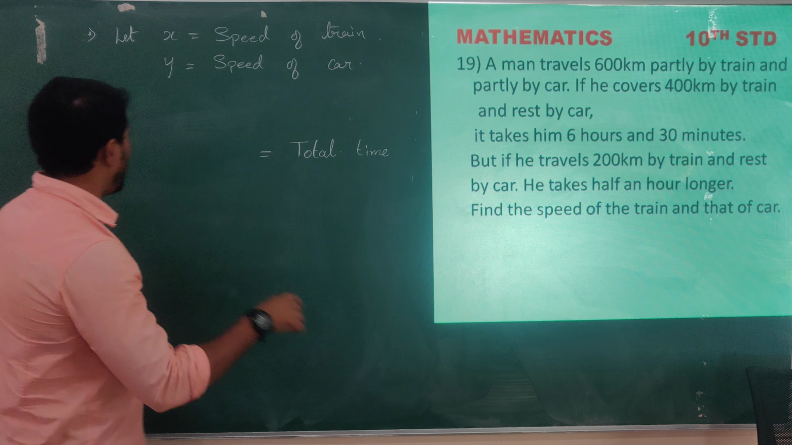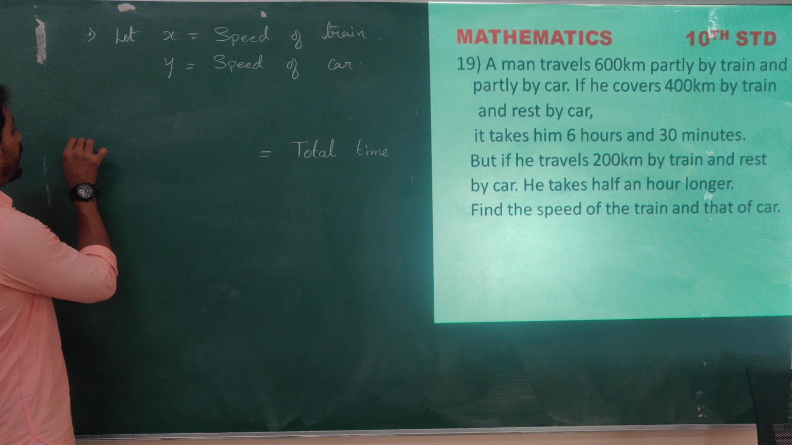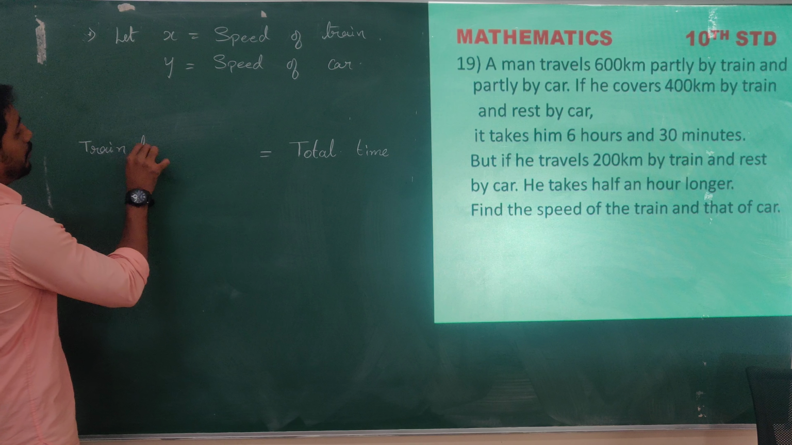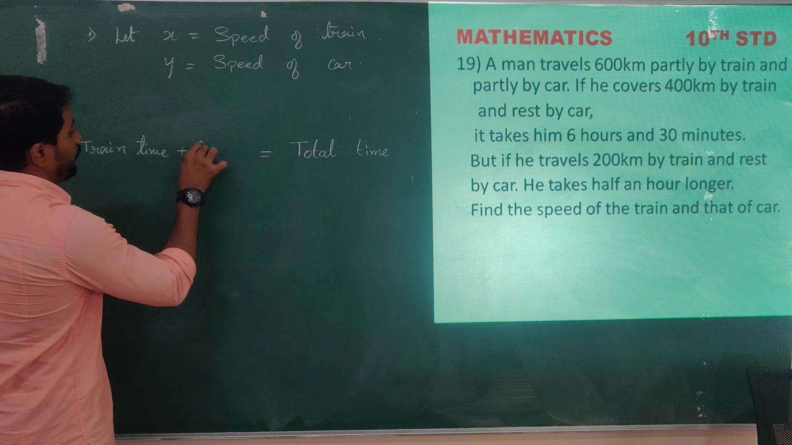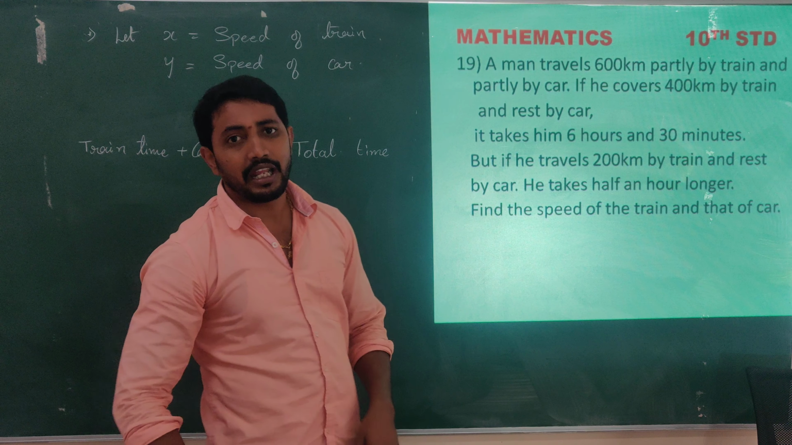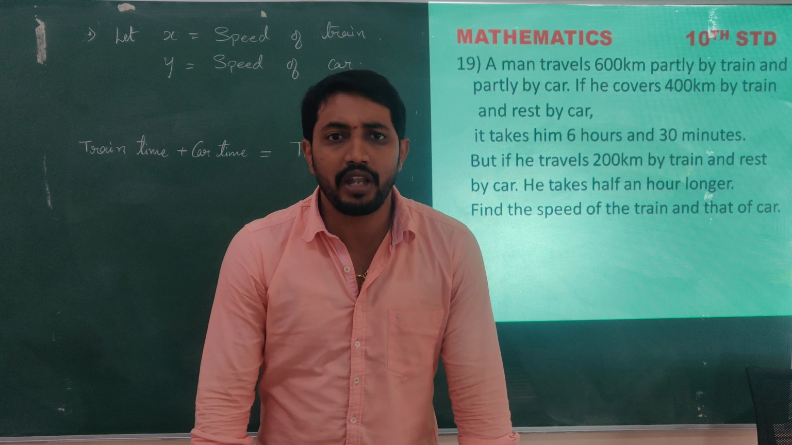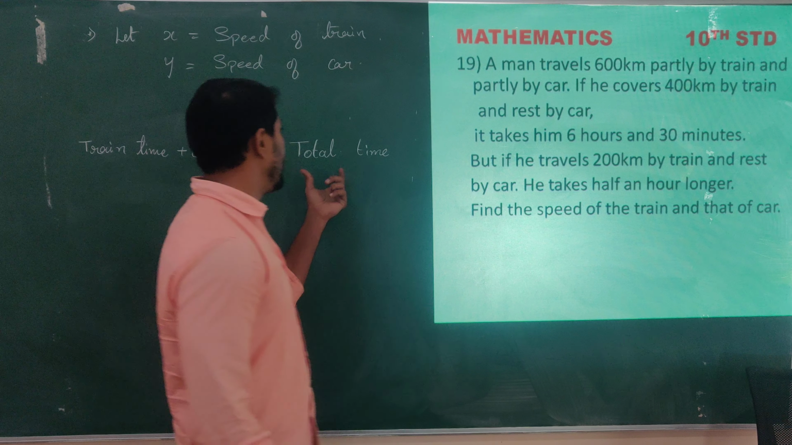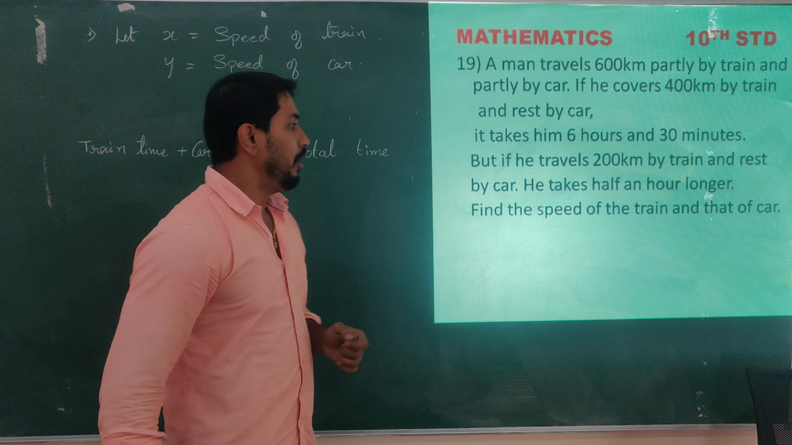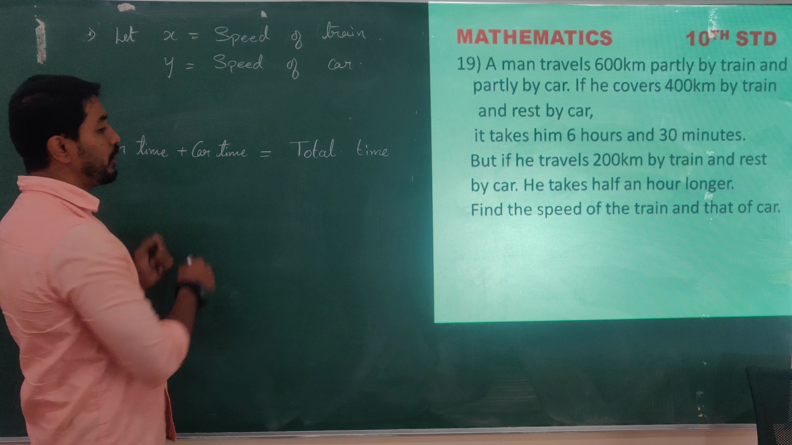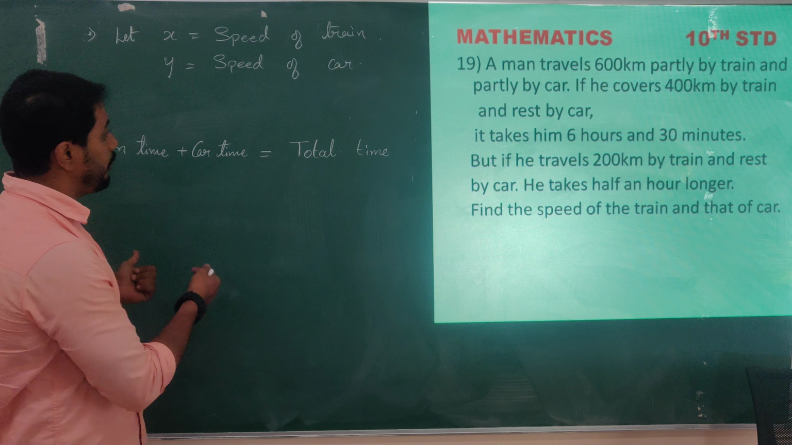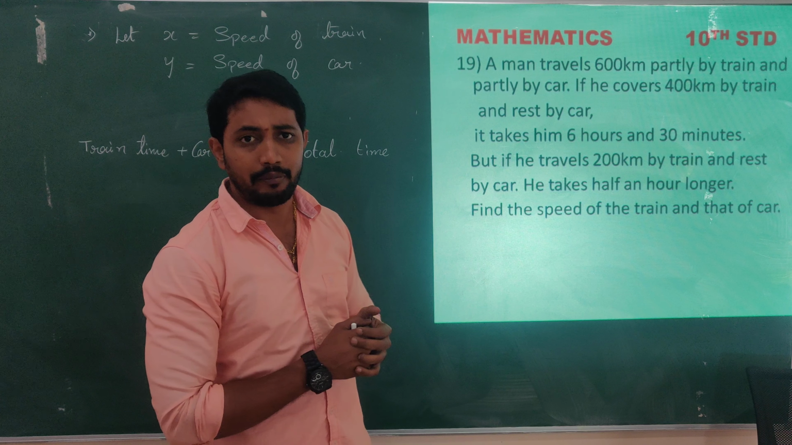Total time can be obtained by taking the sum of time taken by train plus time taken by car. The sum of time taken by train and time taken by car gives the total time taken to complete the journey. Now we are going to obtain a mathematical equation in terms of time, so we should know one formula to calculate time.